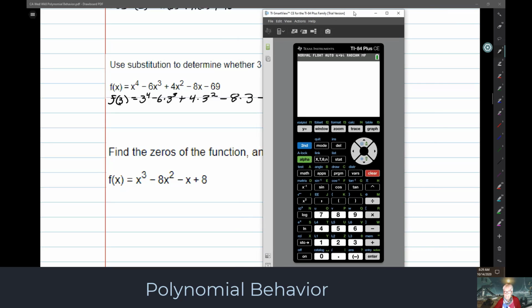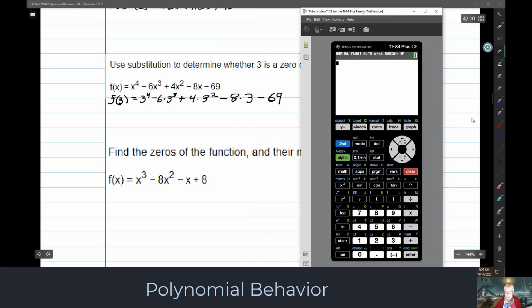Okay. We'll do it this way, and then I'll enlarge it. So 3 caret 4, right arrow key, minus 6 times 3 caret 3, again right arrow key to come down, plus 4 times 3 caret 2.